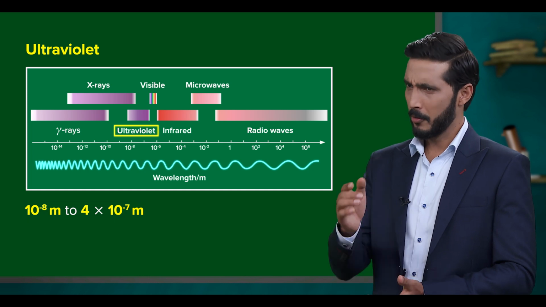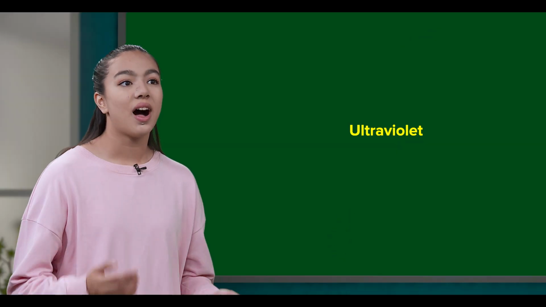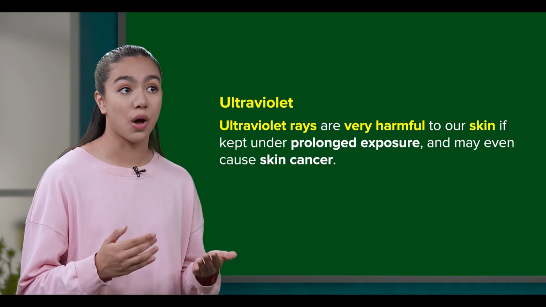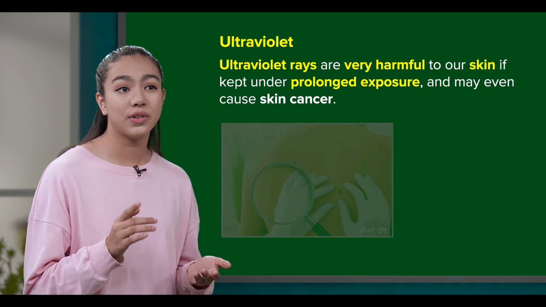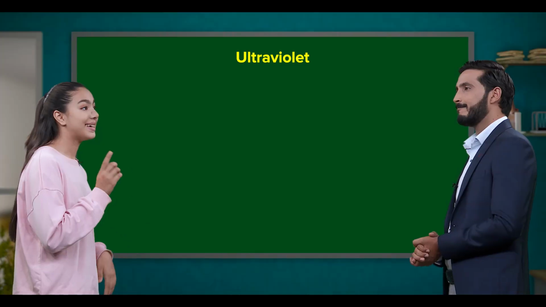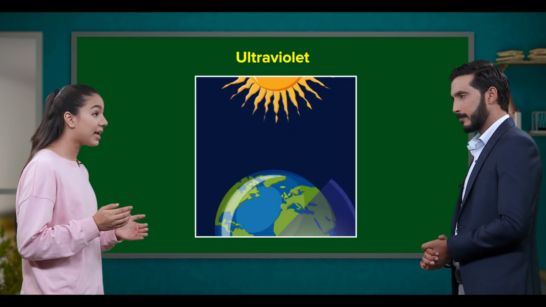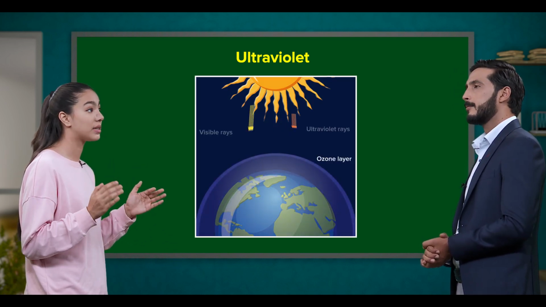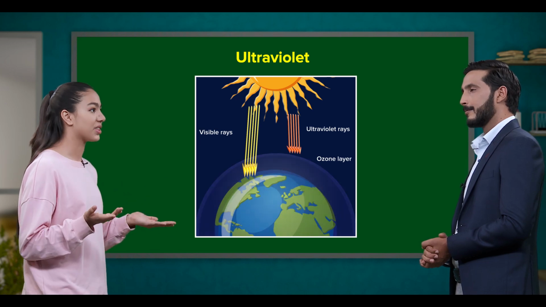Would you like to add more on it, Anushka? Sure. Ultraviolet rays are very harmful to our skin on prolonged exposure and may even cause skin cancer. Additionally, the ozone layer acts as an umbrella to block these harmful ultraviolet radiations from reaching the Earth. Very good. That's the reason why we wear sun-blocking cream while going out on sunny days.